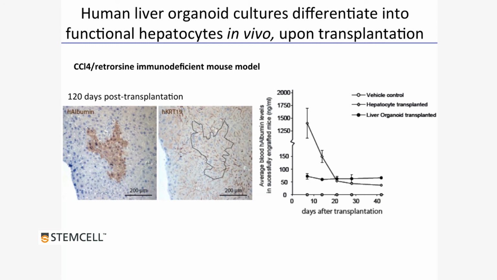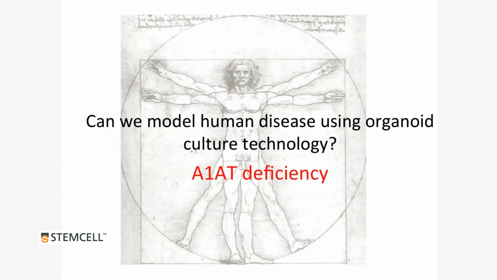So then here we had now a system where we could not only expand human liver cells for a very long period of time, and these cells were genetically stable, but they would also differentiate in vitro into functional hepatocyte-like cells. And then the question was, can we use this system to model some human liver diseases?